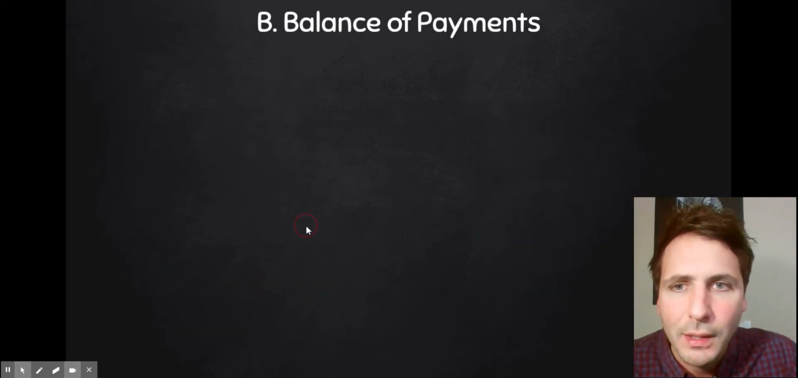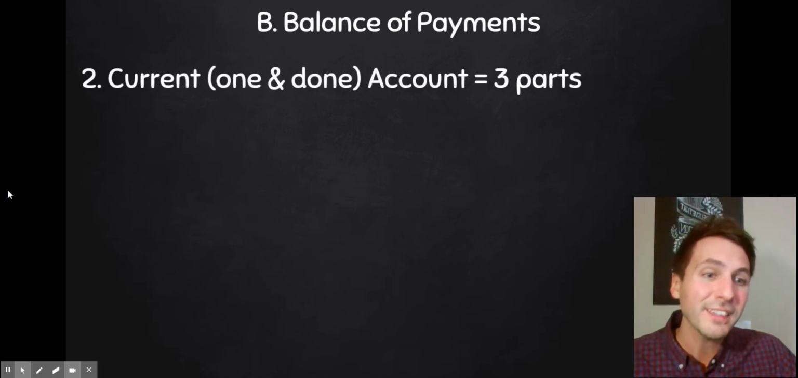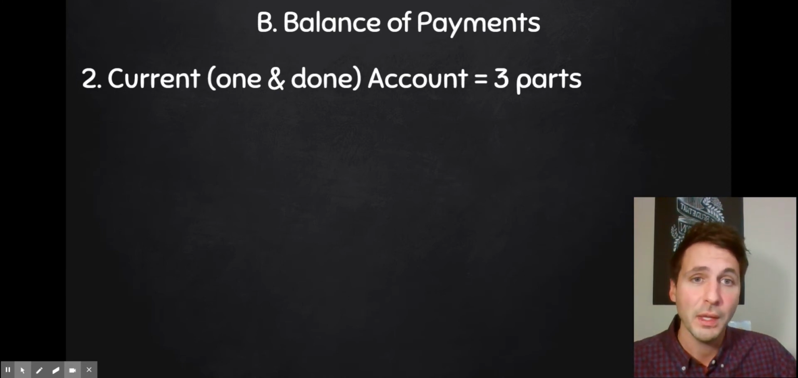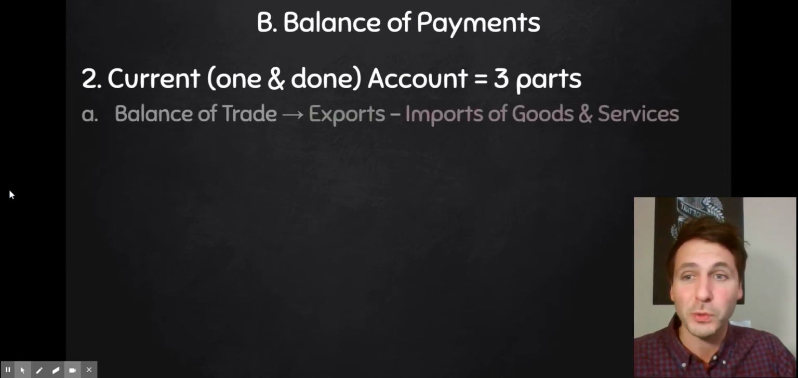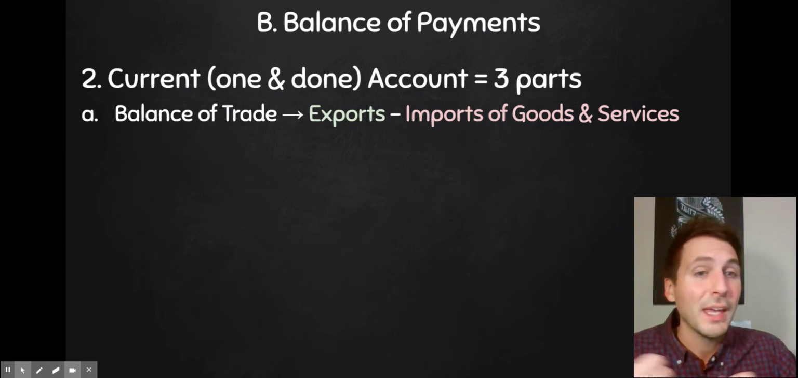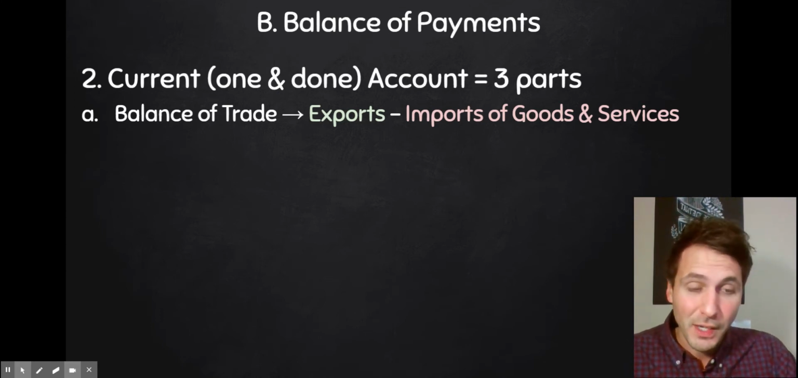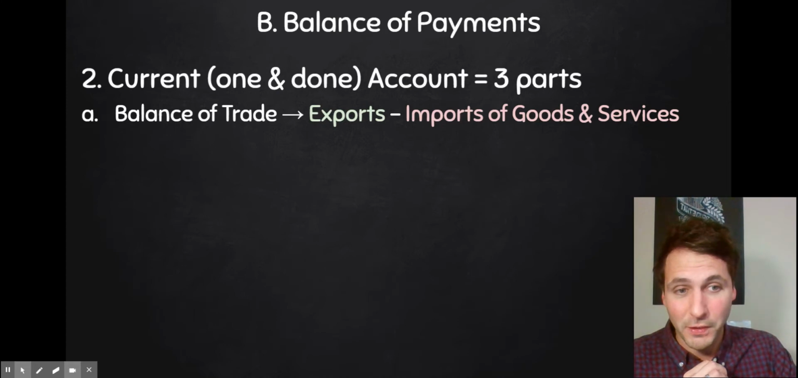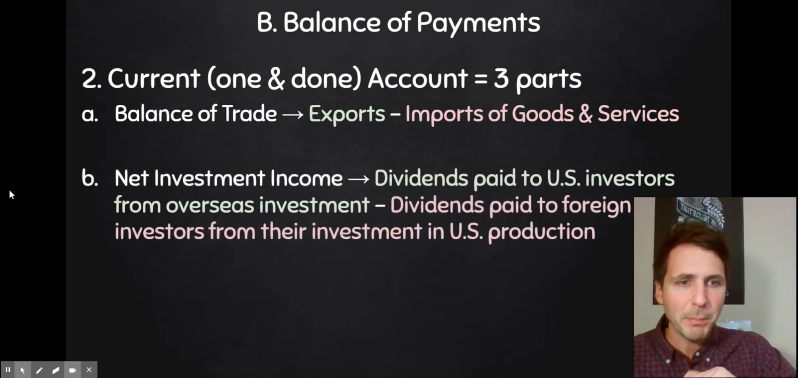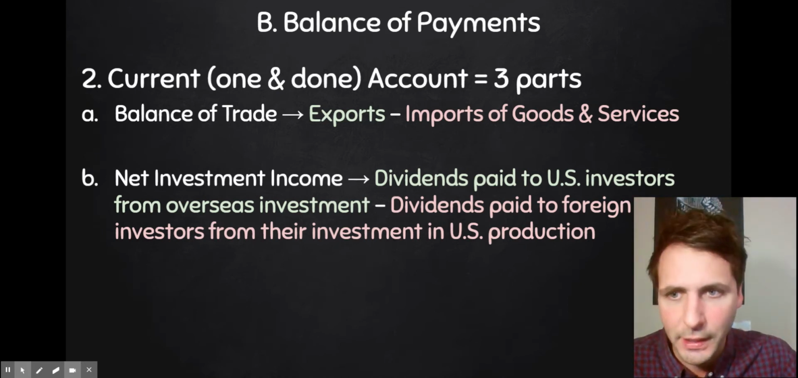All right, so let's get into it. Current, I call this the one and done account. The current account, the one and done, right? It's got three basic parts we're going to break down further. First, the balance of trade. This is exports minus imports. One and done, right? Somebody buys a good from another nation, or I export a good to another nation. That would be balance of trade under the current account.